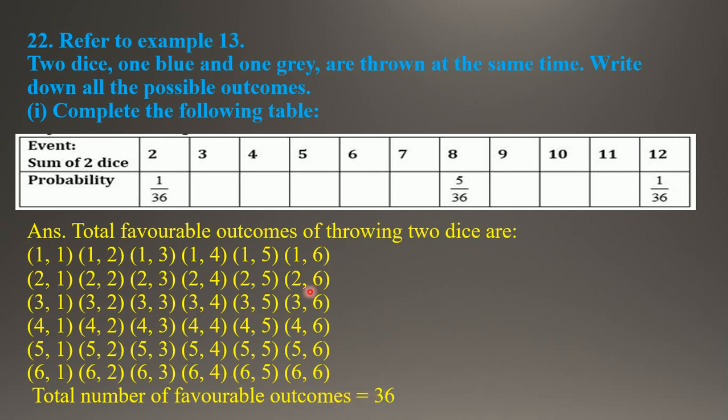Okay. We have to fill this table. Now, the favorable outcomes for getting the sum as 3.